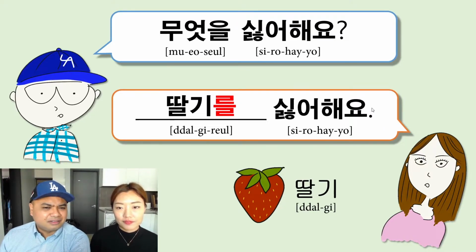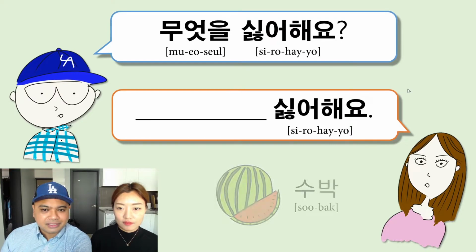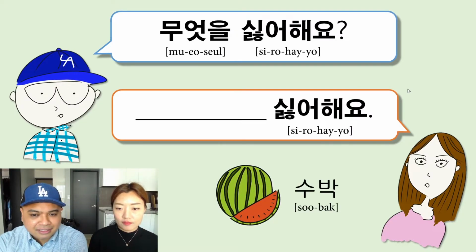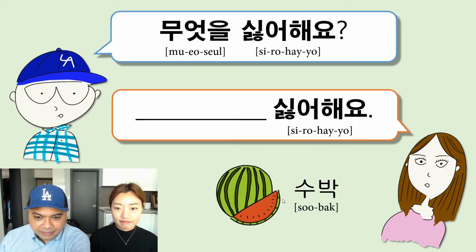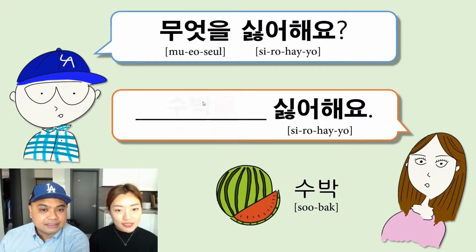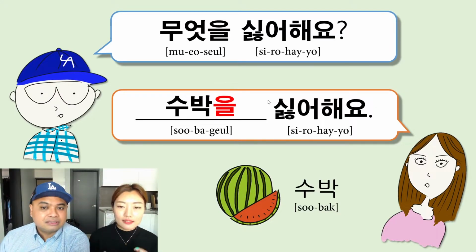This is so easy, honestly. Just the object, then the marker, and then the verb. That's all you need to do. So this 싫어해요, that 싫어해요, this 싫어해요, right? Let's go on to the next one. We have watermelon. To say watermelon, we need to say 수박. And 수박 ends with a consonant. So we need to add 을. So 수박을 싫어해요.